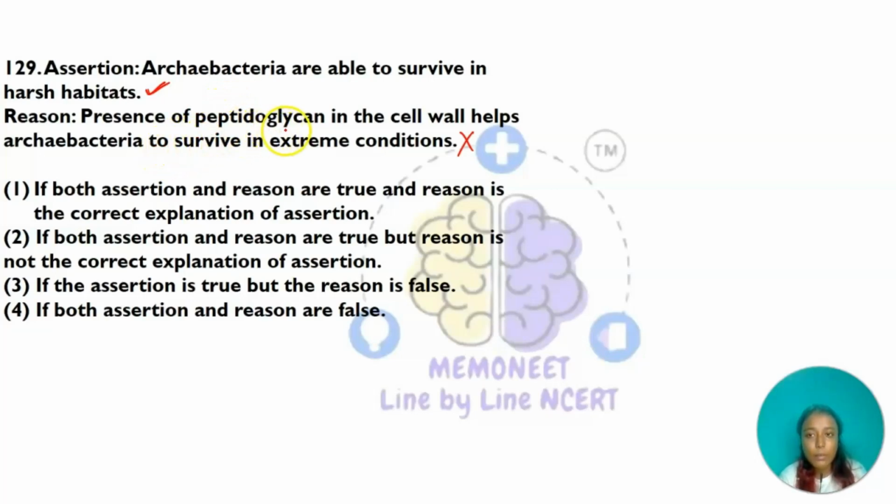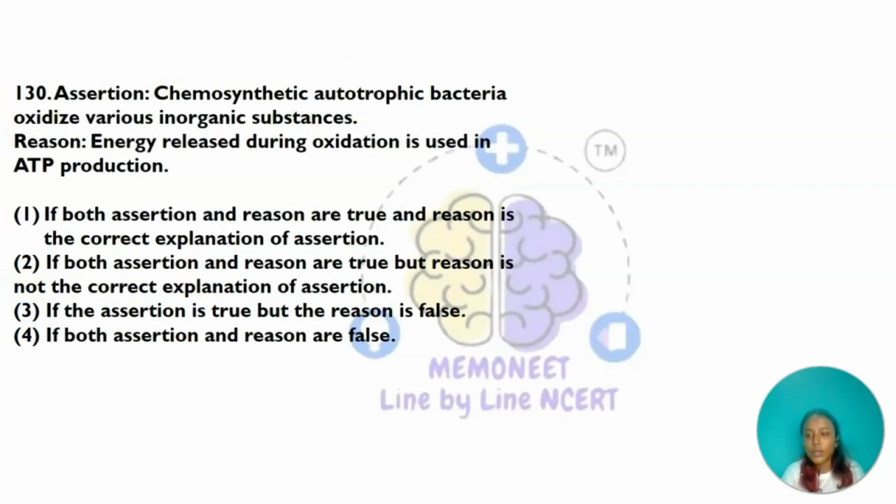The presence of peptidoglycan in their cell wall has nothing to do with the fact that they can survive in harsh habitats. The reason they are able to survive in certain harsh habitats is the presence of thermostable proteins that protect and stabilize the structure of the archaebacteria. So the assertion is true, however the reason is false. So I'll select option 3: assertion is true but reason is false. Let's move on to the next question.